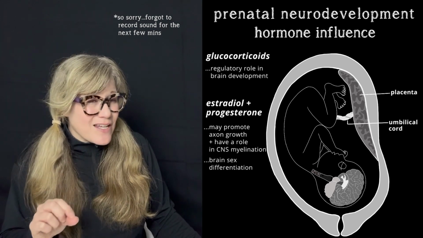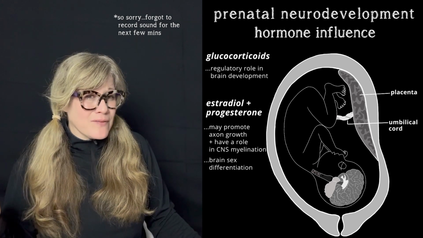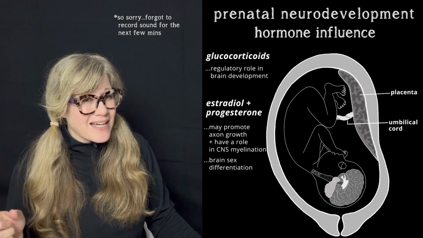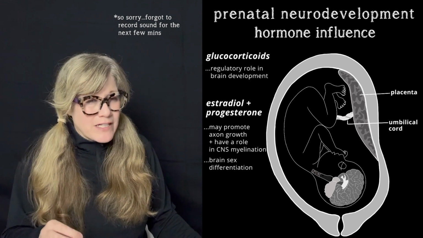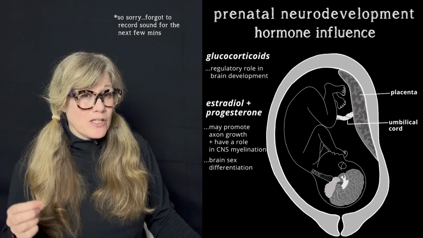Much of the study involving estradiol and progesterone's influence on brain development has been done in animal models, so again, we can't make super confident assertions that any of these things happen in human models.